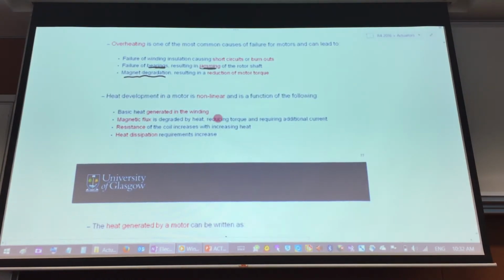So this heat that's generated in the motor is nonlinear. Later on we'll see some mathematics behind it. It's coming from the winding, and your magnetic flux will degrade.